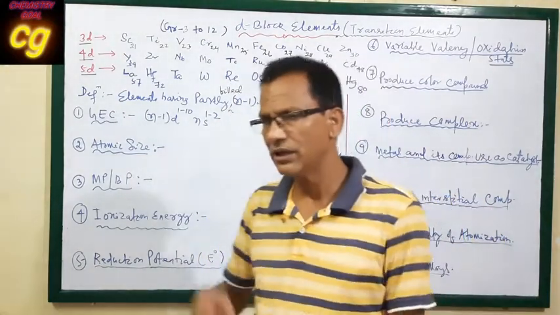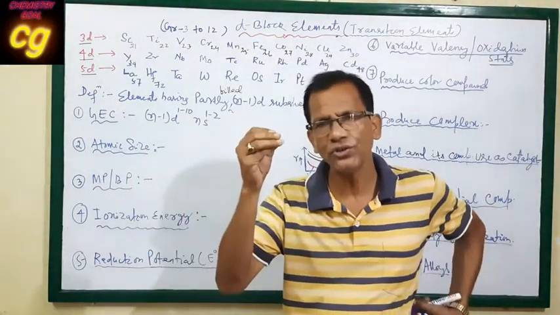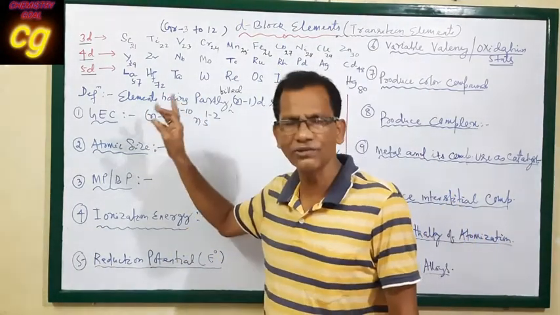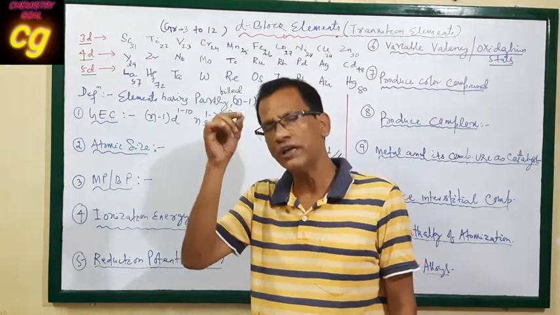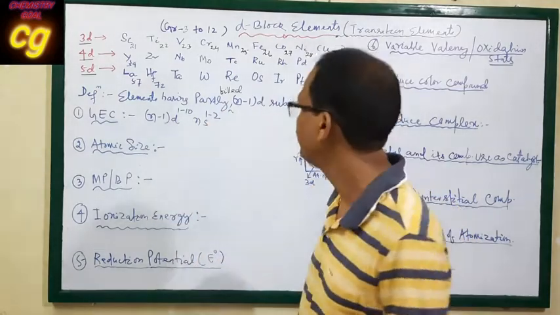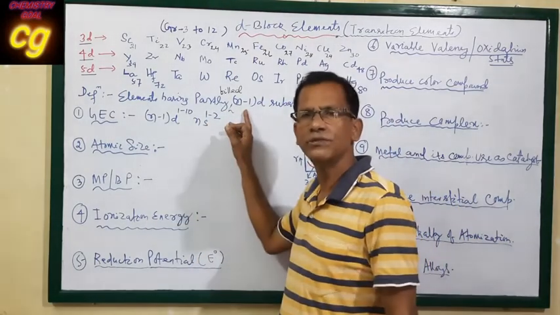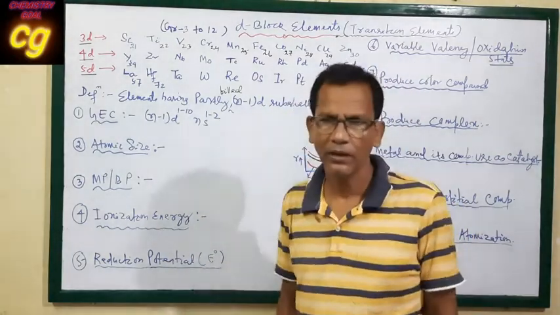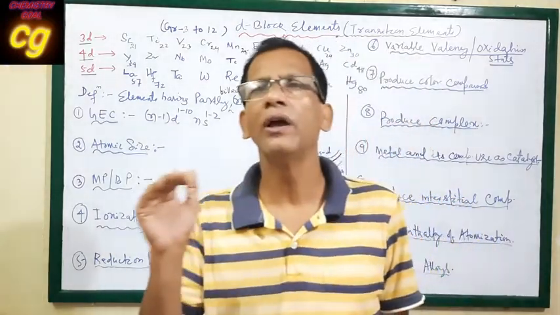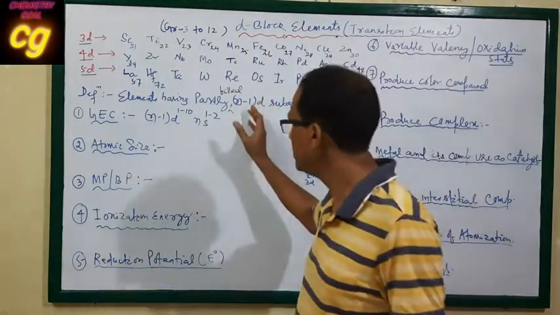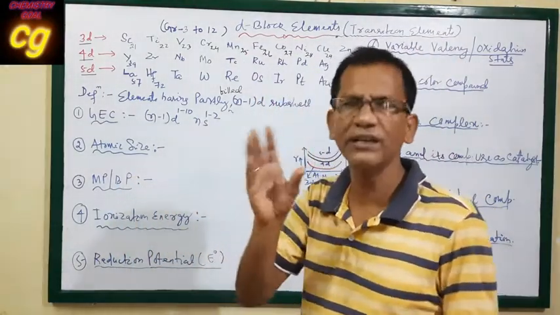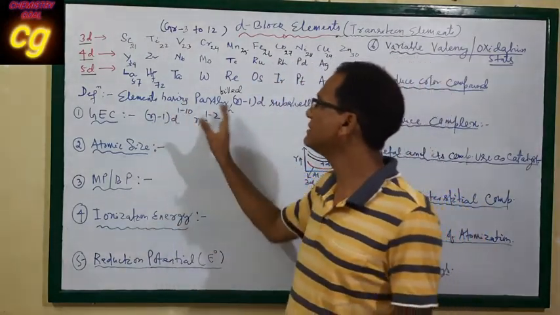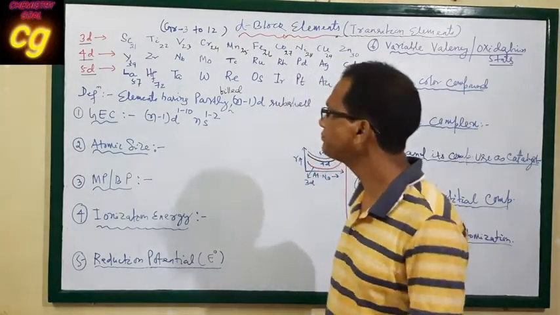We know that for all transition elements, the last electron enters the N-1 d subshell. And this N-1 d subshell should be incomplete because the capacity of d is 10. It should contain 1 to 10 electrons. The maximum is 10 electrons, and the minimum is 1 electron for d. These elements are called transition elements.